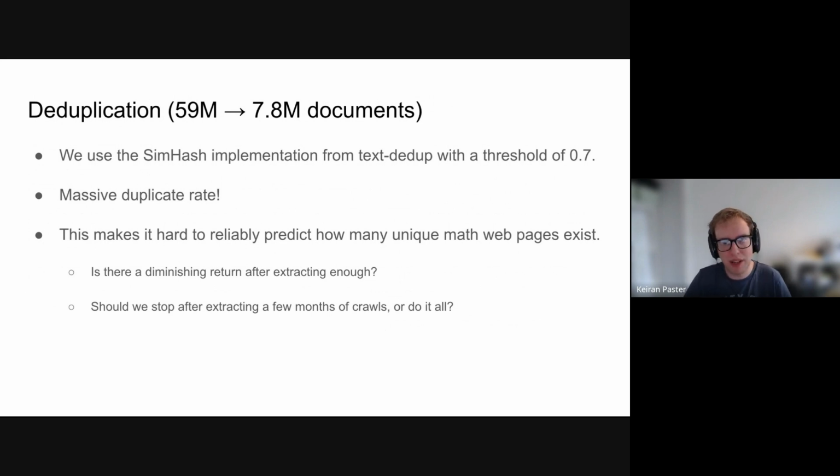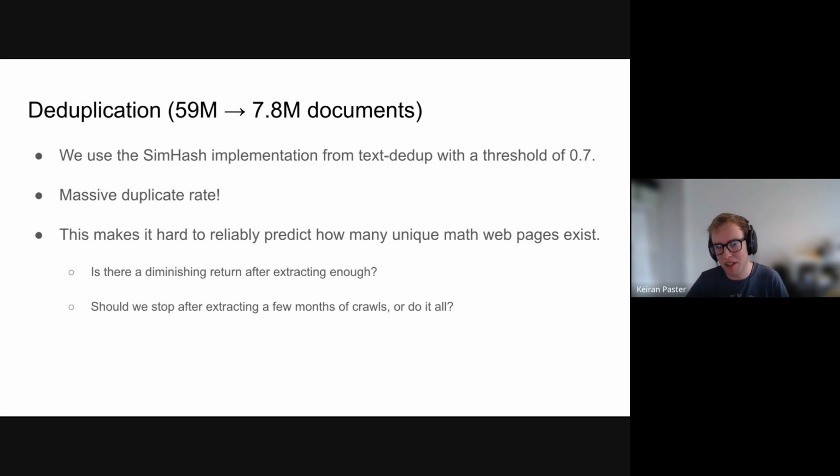We apply it to our dataset with a threshold of 0.7, which means documents don't have to be exactly overlapping to be considered duplicates. And we find there's a massive duplication rate. I'm not sure whether the rate here, where you end up with around 8 million documents down from 60 million, is specific to Common Crawl, or just specific to Common Crawl after we filter for all this math content. Maybe we end up finding very similar things. But there's a massive duplicate rate.